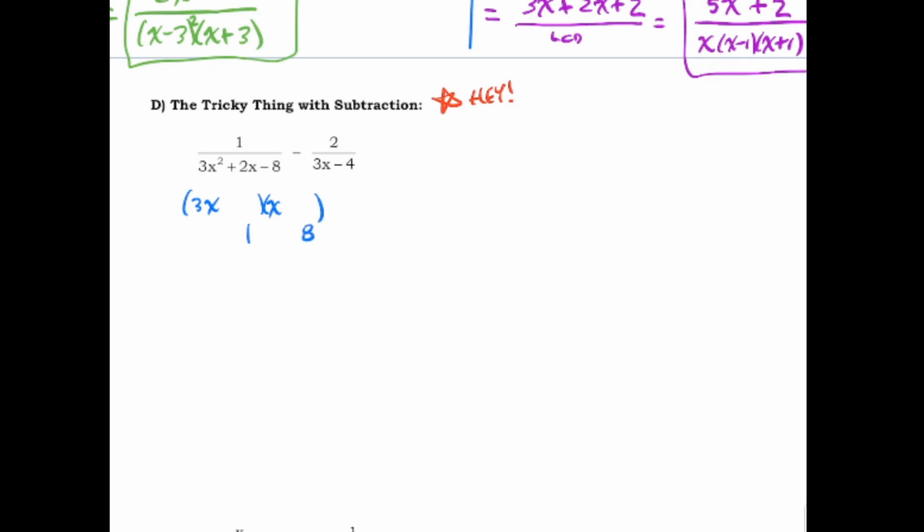Is it 1 times 8? Is it 2 times 4? Is it 4 times 2? Is it 8 times 1? It's got to be one of those. And you just kind of monkey around for a while until you get it to work. Remember, you have to get the inner and outer products to give you a plus 2x in the middle.